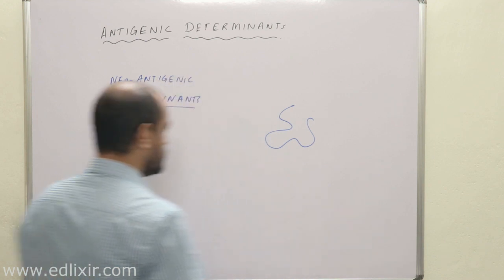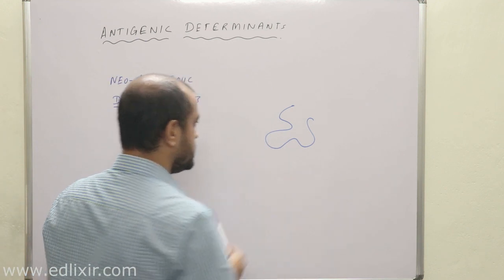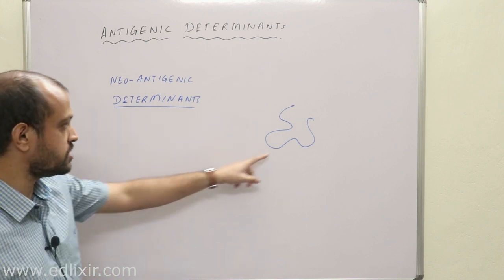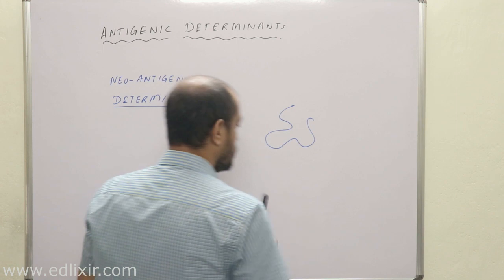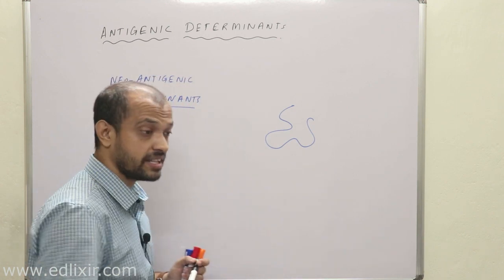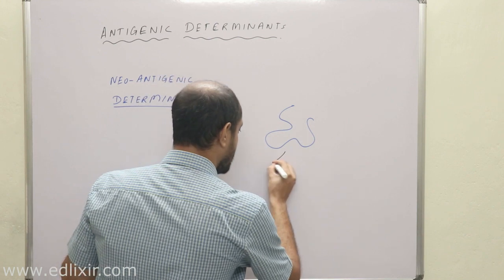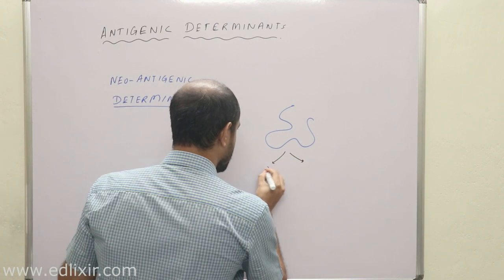Okay. Now listen with all your attention. There is no determinant, or there is no epitope in this particular protein to which an antibody can bind. Okay. Suppose, but after heating or after treating this protein with a protease, suppose you break it. Okay. Suppose there are two peptide fragments now.